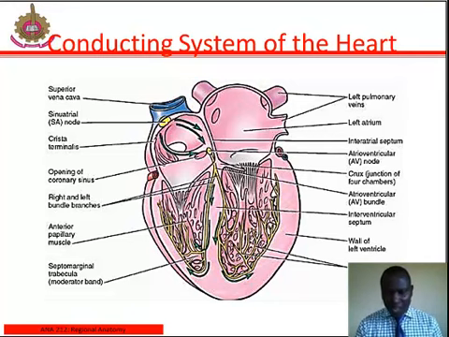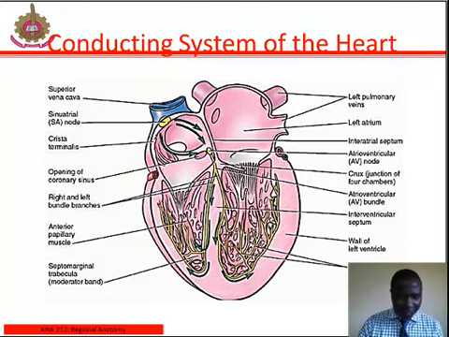The subendocardiac branches of the left bundle stimulate the interventricular septum, the anterior and posterior papillary muscles, and the wall of the left ventricle. The following is a summary of the conducting system of the heart for your easy understanding.